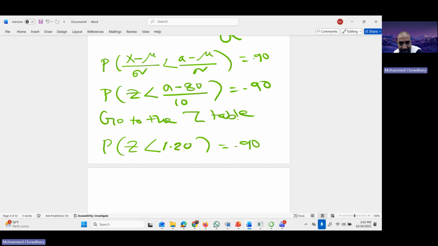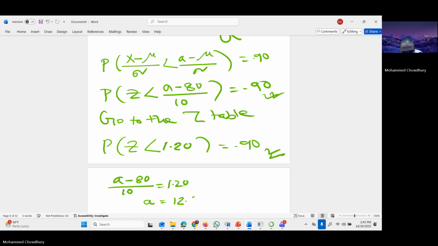Now see, this equation and that equation are matching. This is the right hand side, and this is the left hand side. So now I can put here a minus 80 divided by 10 equal to 1.28. Now a equal to what? a equal to 12 plus 80, which is equal to 92.